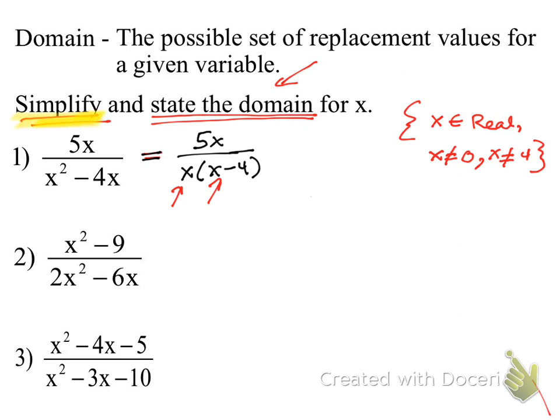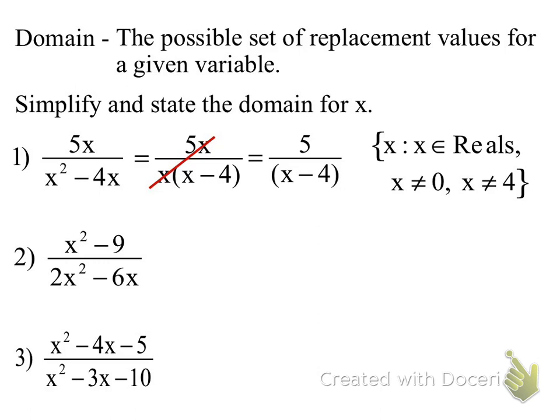Now the next part says simplify. So now here's where I do my slash and dash. We can get rid of an x. And so I'm left with 5 over x minus 4. That's the simplifying. Do you understand? Okay, why don't you try the next one? Go. Pause the recording.